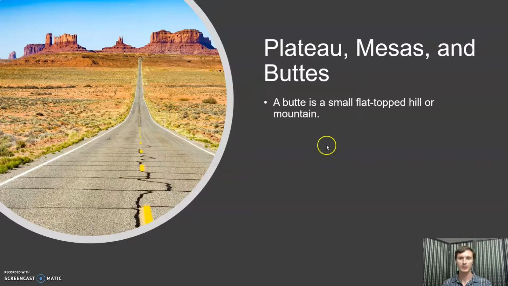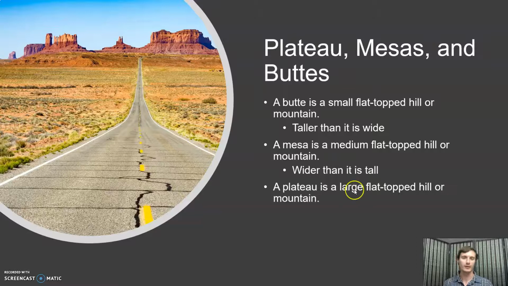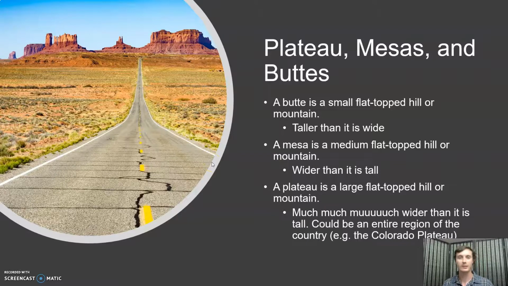So buttes are going to be things like this that we see in our photo here, right? We have a small flat-topped hill or mountain, tends to be fairly steep and has to be taller than it is wide. Our mesa is going to be a little bit bigger, maybe something like this in the photo. We have a medium-sized flat-top hill or mountain, wider than it is tall, and a plateau is like a mesa, but much, much bigger, right? This is going to be something that could cover an entire region, something like the Colorado Plateau.